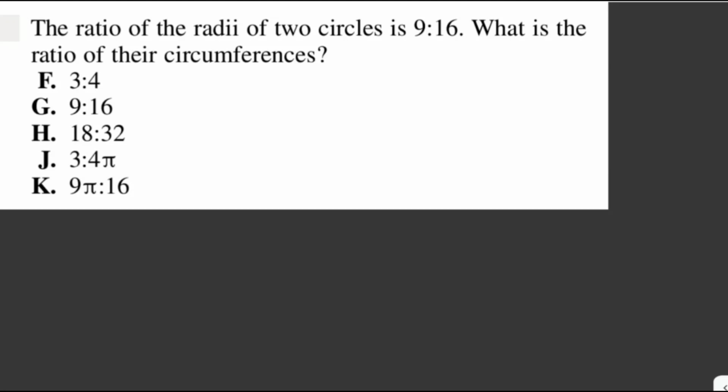The ratio of the radii of two circles is 9:16. What is the ratio of their circumferences? Now, to find the ratio of their circumferences given the radii of two circles, which is 9:16, the formula for the circumference of a circle is equal to 2 pi r. And let's recognize here that both the circumference C and the radius are 1 dimensional attributes of a circle. So the ratio is 1:1.